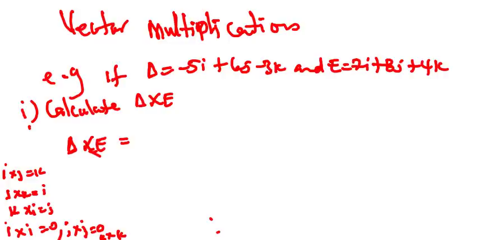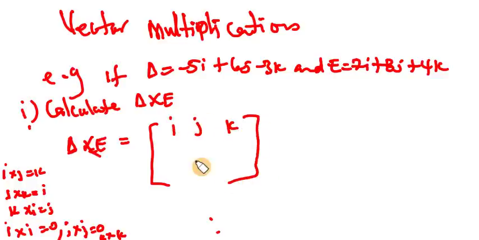So using the method of determinant, what do we have? We have that D cross E will be, with these vectors, I, J, K on the first row, and then minus 5, 6, minus 3.